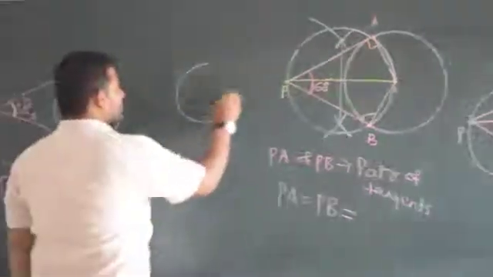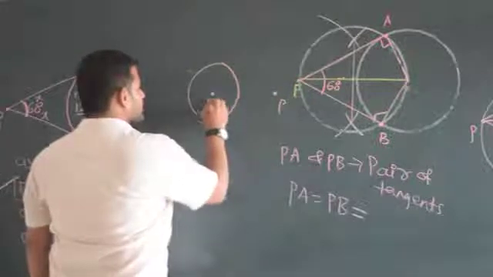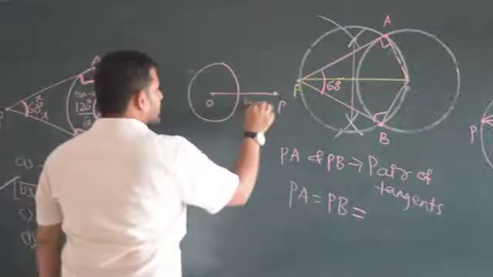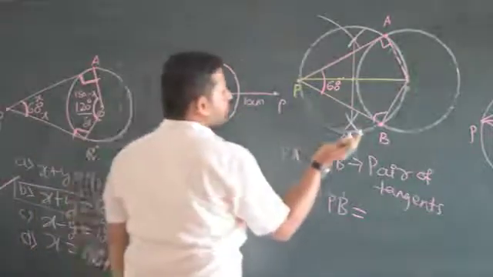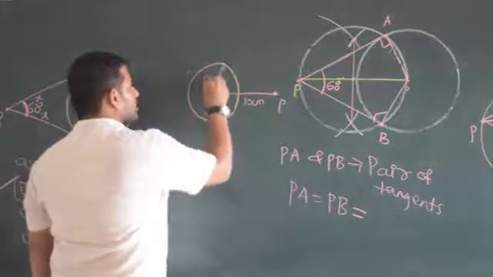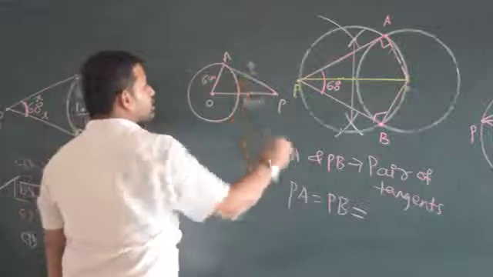So for example, this is a circle. Here is the external point and here is the center. Now let us take OP as 10 centimeter. We took OP as 10 centimeter, and the radius was 6 centimeter. Now they will ask you, what is this PA?